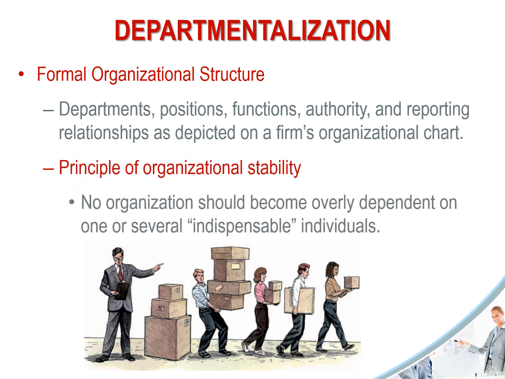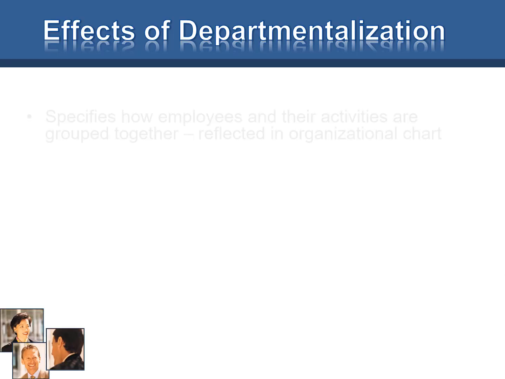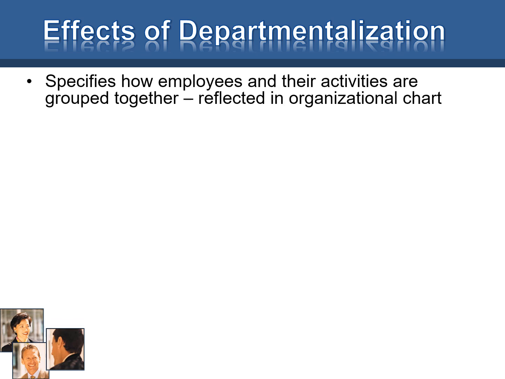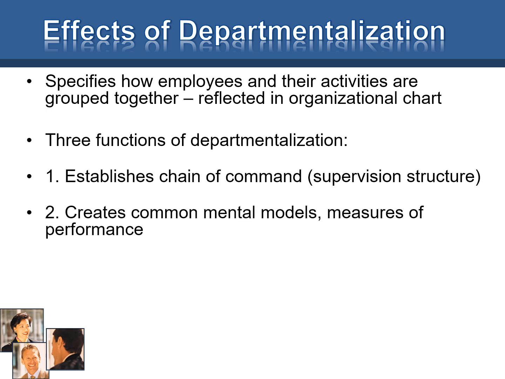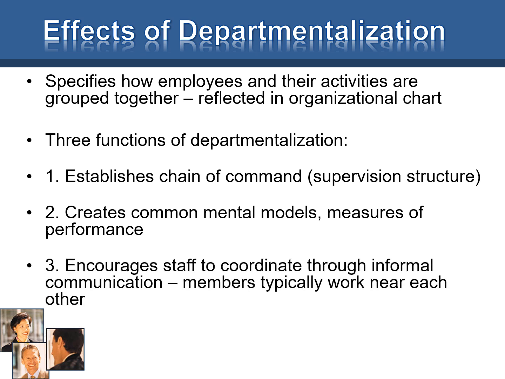Principle of organizational stability: no organization should become overly dependent on one or more, or several at that point, indispensable individuals. Now, the effects of departmentalization are that it specifies how employees and their activities are grouped together, reflected in the organizational chart. There are three functions of departmentalization. One, establish a clear cut chain of command, or the supervisory structure. Creates common mental models and measures of performance required, and it encourages the staff to coordinate through informal communications, members that are typically working near each other.